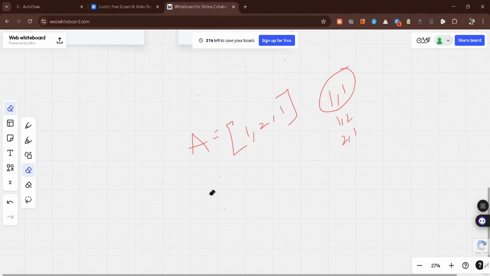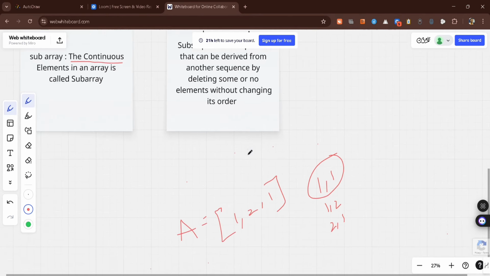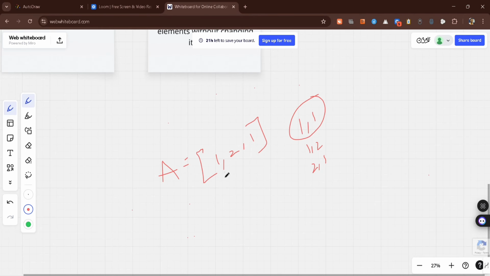We can use subsequence. What is a subsequence? Let's discuss first. A subsequence is a sequence that can be derived from another sequence by deleting some or no elements without changing its order. Let's generate the subsequences. See, 1 comma 2 is a subsequence. We did not change the order. After 1, only 2 is coming here. We did not change anything.